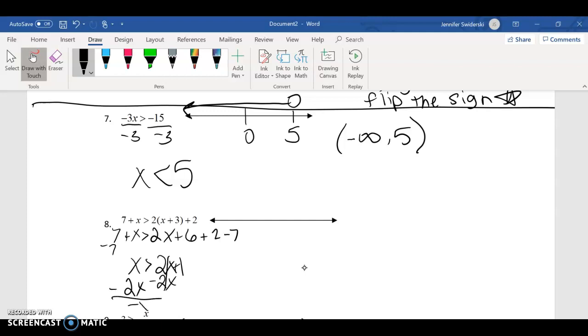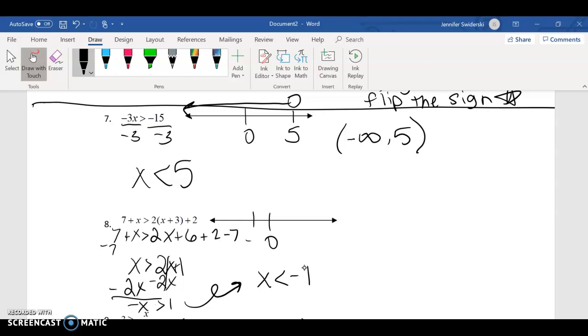So now I have negative x is greater than 1. Well, I can't have a negative x. I want it to be positive. So if I divide by a negative 1, remember, we have to flip our sign. So x has to be less than negative 1 for this to be true.